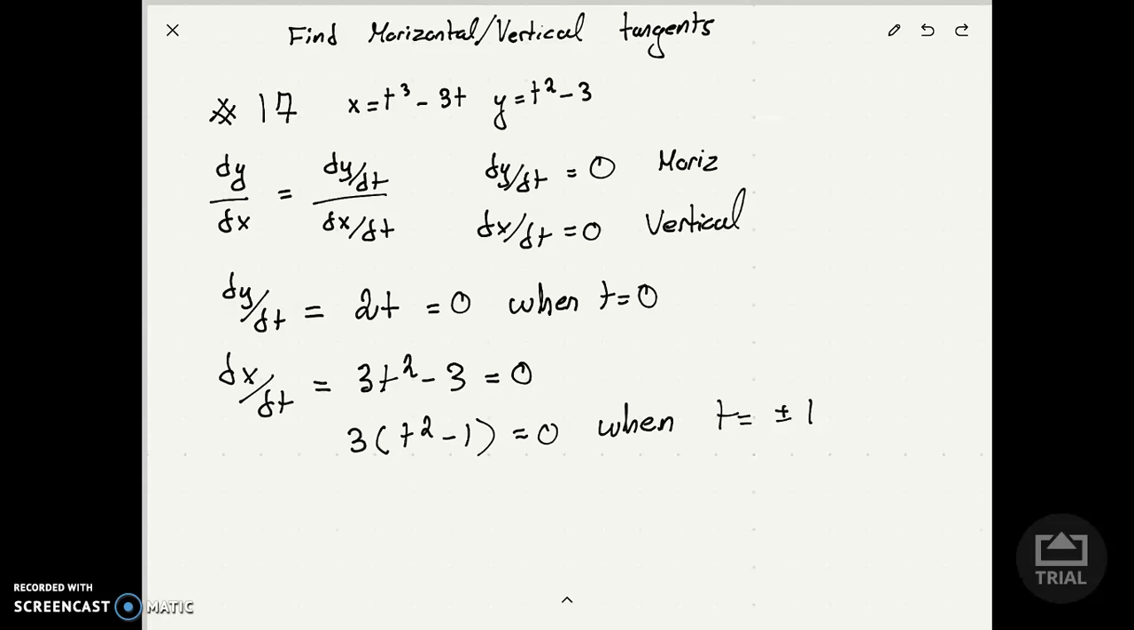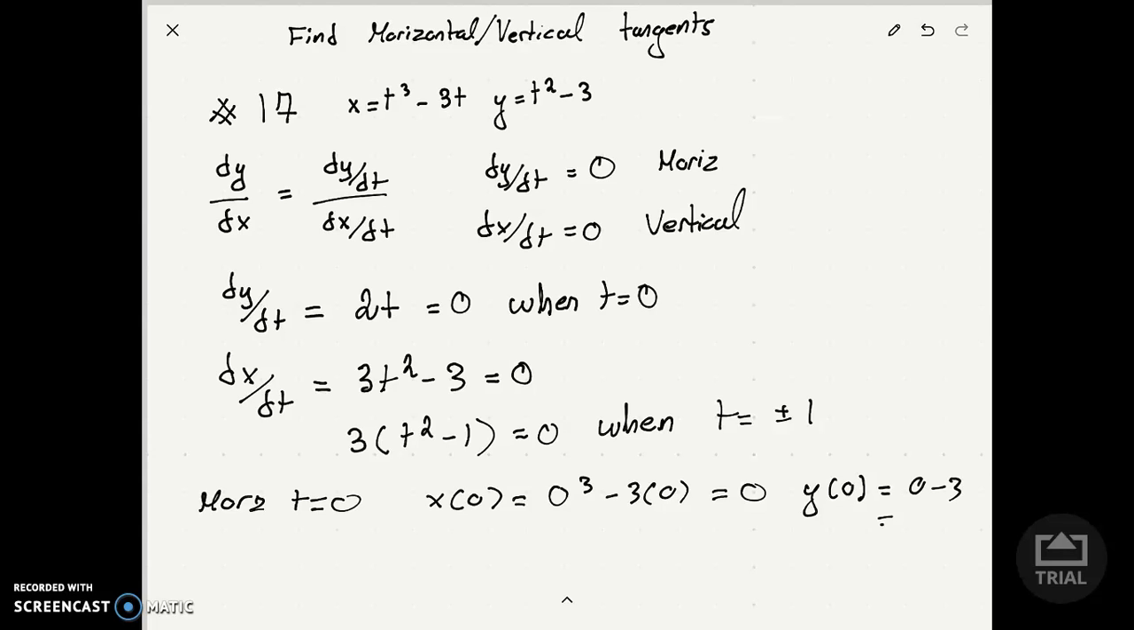Now we can plug them in to x and y to find the actual xy coordinate that the tangent occurs at. So let's just start off with the horizontal one, just because we just have one of them, right? And that was when t is equal to 0. Okay, so x of 0 is 0 cubed minus 3 times 0, which is just 0. And then y of 0 is equal to 0 minus 3, which equals negative 3. So we have a horizontal tangent at (0, -3).